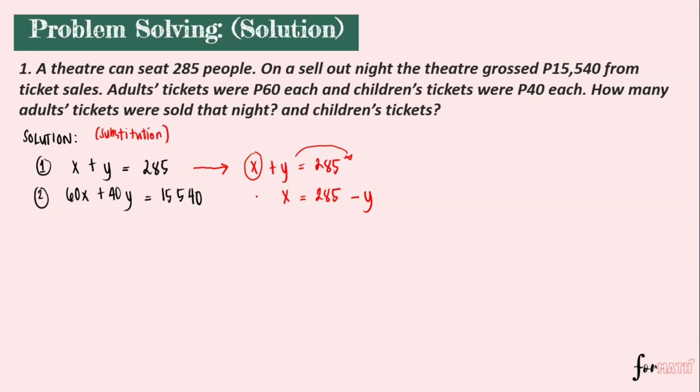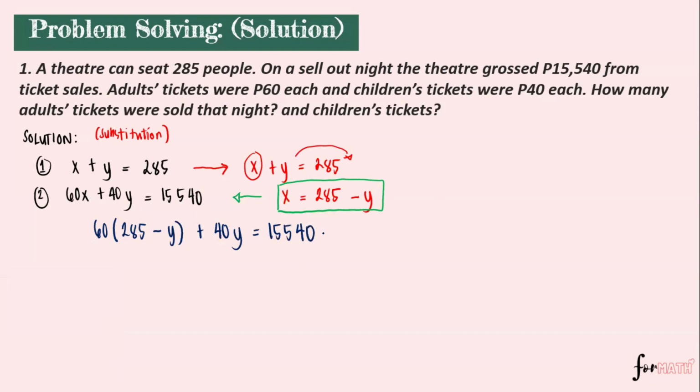So let's go back to equation number 2. Here in equation number 2, you substitute the value of x. So we have 60 times the value of x, which is 285 minus y, plus 40y, equals 15,540. Once again, we substitute the value of x, using our equation number 3 in equation number 2.